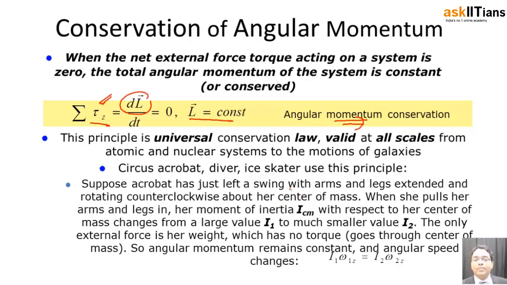Using this, let's say you have an ice skater. If he or she folds his or her hands, in that case the angular velocity is going to increase. Similarly, if he stretches them, in that case the velocity is going to decrease. That follows a simple relation, I1 omega 1 is equal to I2 omega 2. So that tells us about the conservation of angular momentum.